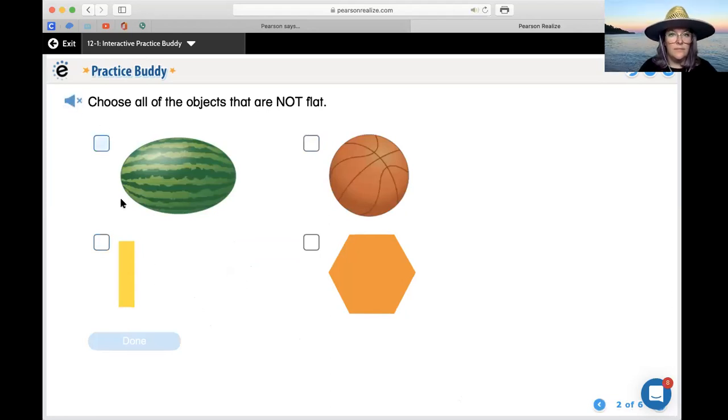Choose all of the objects that are not flat. Okay, so which of these is not flat? Which of these is a solid figure? Well, watermelons are solid. I've gotten those before from the grocery store. And basketballs are solid too. They're spheres. Those are 3D shapes. The other two are just flat 2D shapes. Nice, we did it. We're going to do one more.